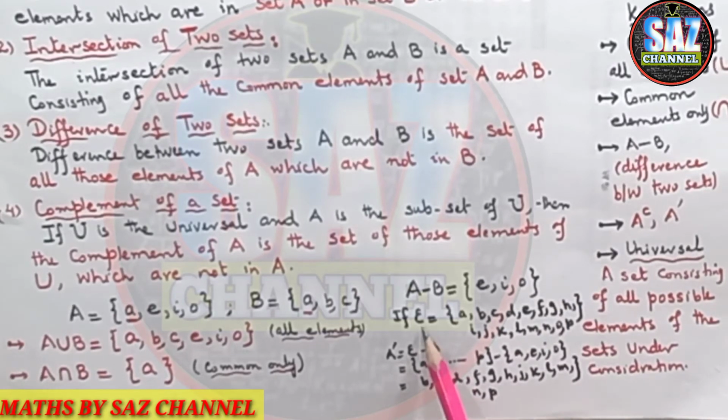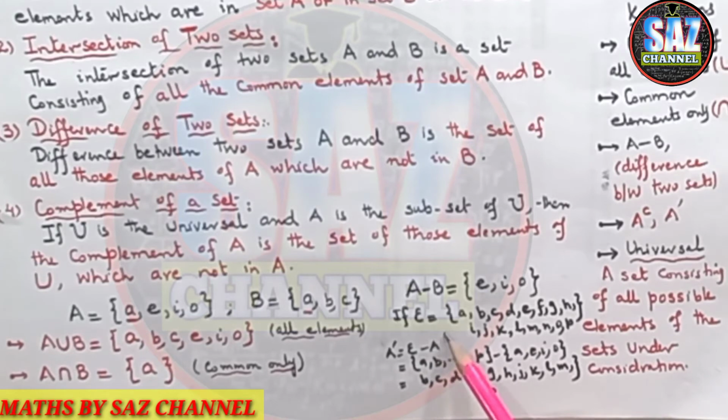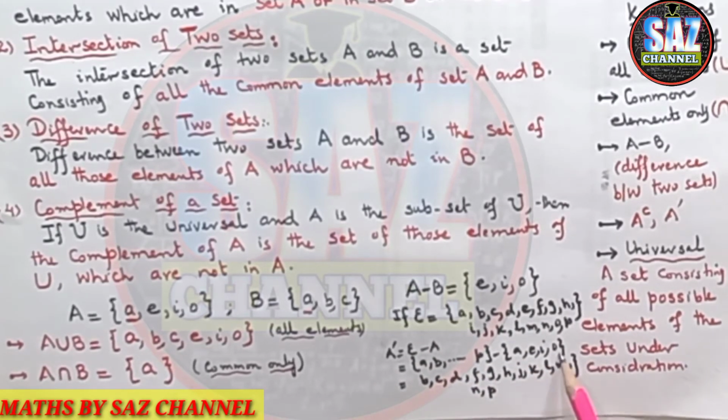Now let's move to the next example and try to understand the concept of complement. For the complement, we have to take the difference from the universal. If I take the universal as A, B, C, D, E, F, G, H, I, J, K, L, M, N, O and P, then if I want to take the complement, symbolically we write it as A complement, and conceptually I have to take away the elements of A from universal. This is the set universal, and I'm taking away set A, E, I and O.